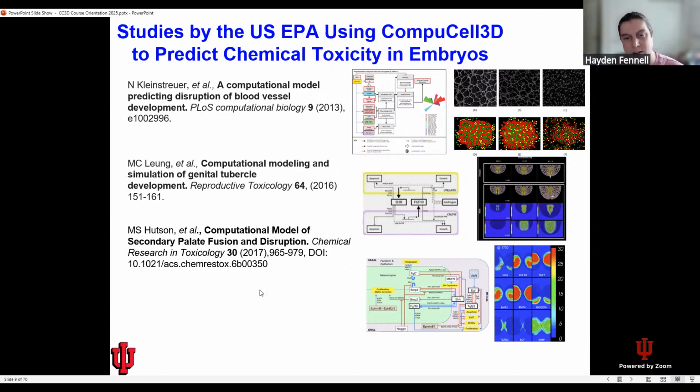And then finally, a model on secondary palate fusion and disruption. So during development, the palate fuses together before the baby is born. And because of toxicological problems, sometimes that palate fusion is disrupted, resulting in what's known as cleft palate. So again, like before, understanding the physical, spatial mechanisms and chemical mechanisms behind what's causing these things is an important step forward in various treatments for them.